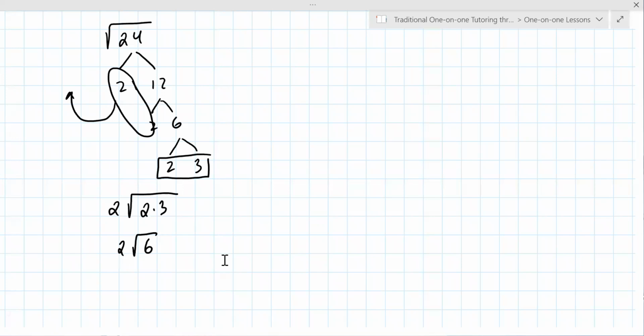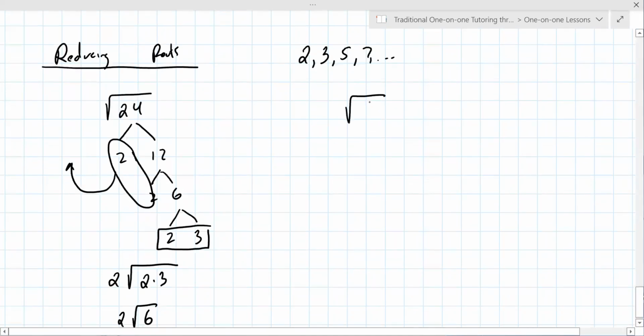Does that make sense? Yep. All right, let's look at another one here. Let's look at the square root of 80. So you start with 2. You always start with 2. 2 works in a lot of them because it's even. 2 times what number gets you back to 80?